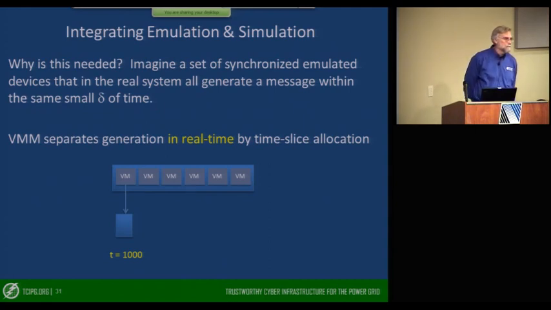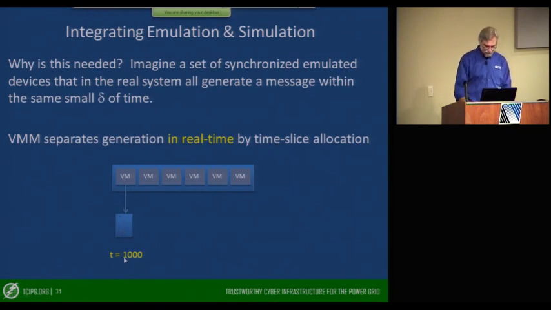So just imagine, thought experiment. You have a bunch of emulated devices, and they're all operating in synchrony for some reason in the real system, so that within some small period of time, they all generate a message and send it out. All right, and we'll just say that time is 1,000. If all of these VMs are running on a virtual machine manager that's one CPU, it's going to be running them serially. It's going to say, VM1, why don't you run for 10 milliseconds? So it'll run for 10 milliseconds, and it'll produce a message, and the timestamp on that message, or the time at which that message pops out, is 1,000.